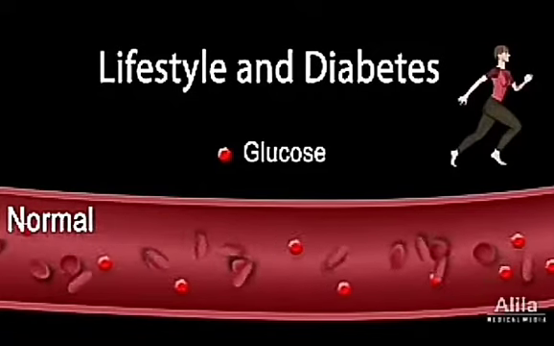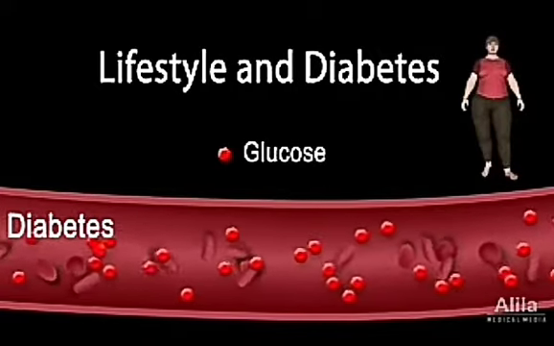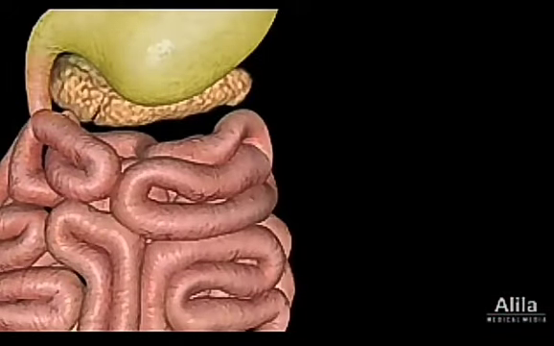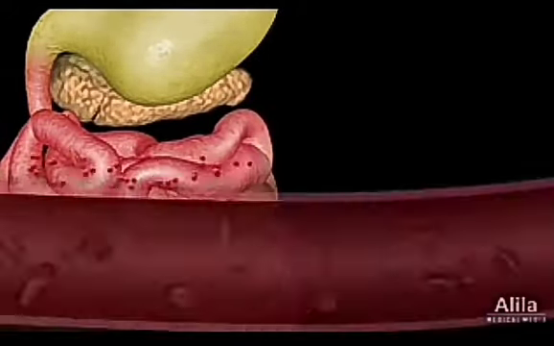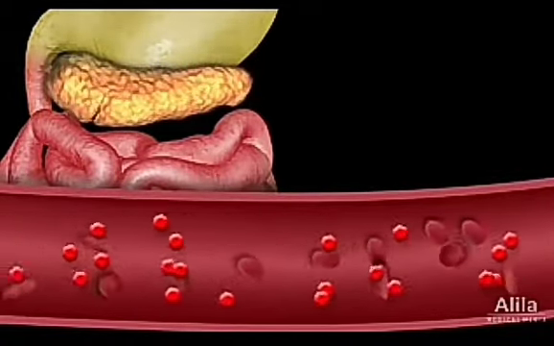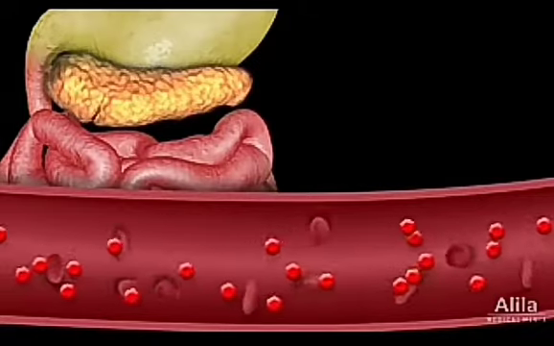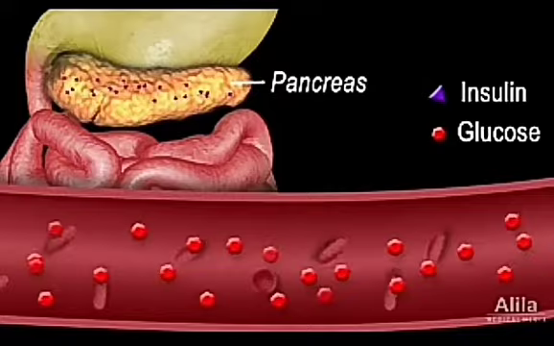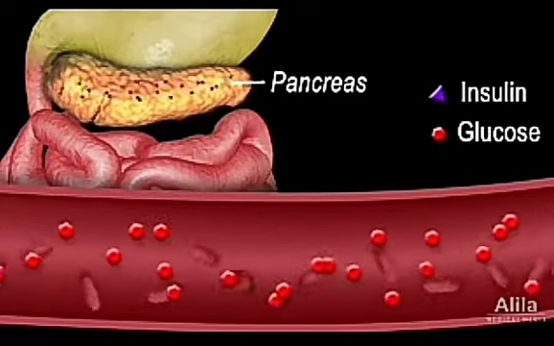to a group of conditions characterized by high levels of blood glucose, commonly known as blood sugar. Glucose comes from digestion of carbohydrates in food and is carried by the bloodstream to various body tissues. But glucose cannot cross the cell membrane to enter the cells on its own. To do so, it requires assistance from a hormone produced by the pancreas called insulin.